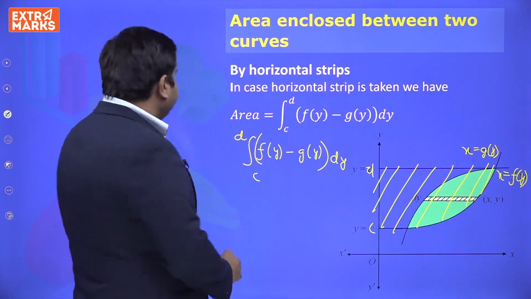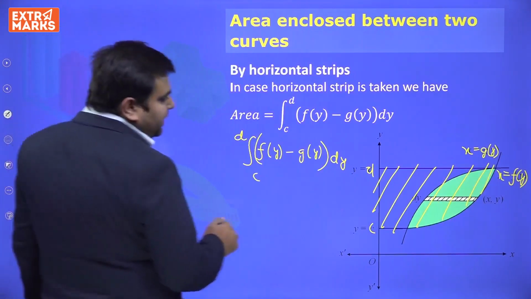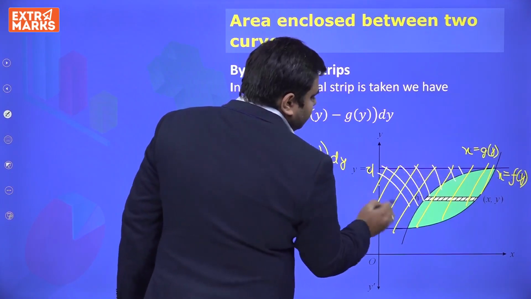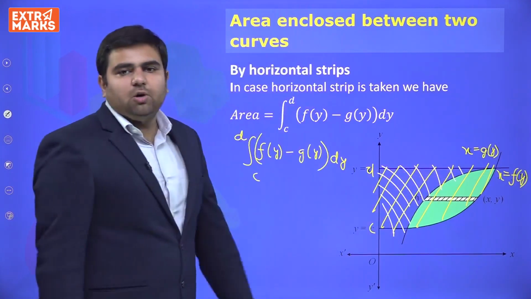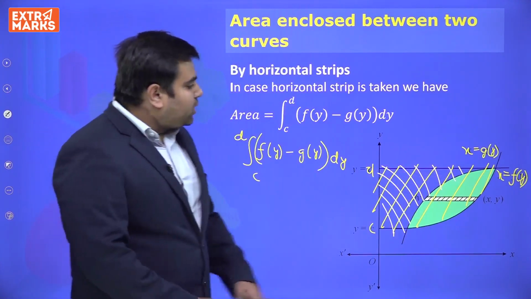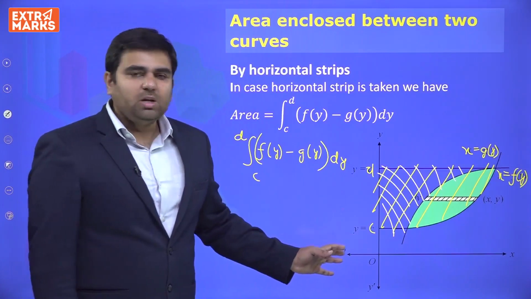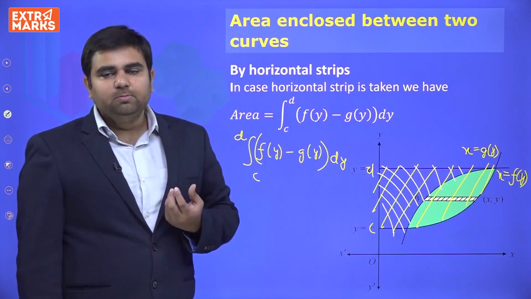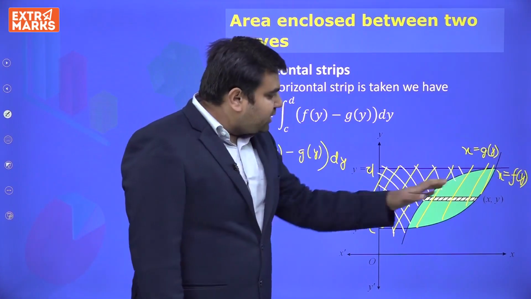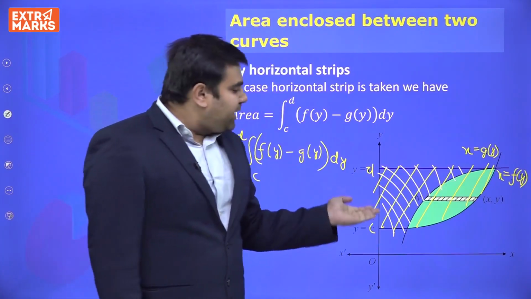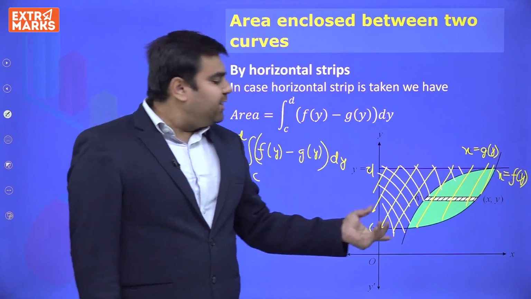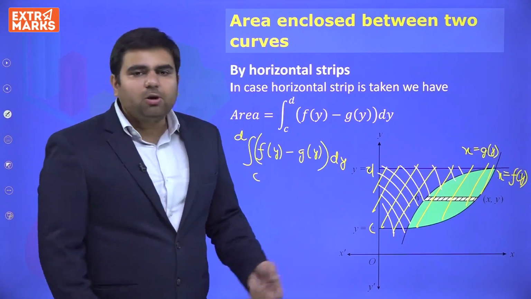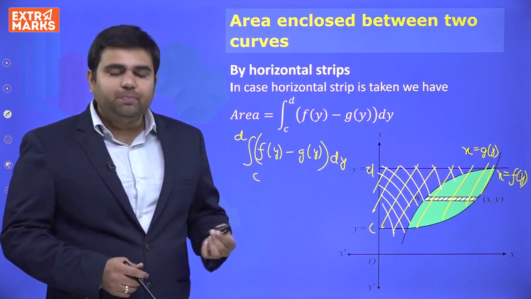Now when I subtract another area, that is when I subtract g of y dy, this white shaded area is g of y dy. So out of this yellow area, if I subtract this white area, then obviously this green colored area will be obtained. So this is the concept behind this horizontal strip area bounded between two curves.